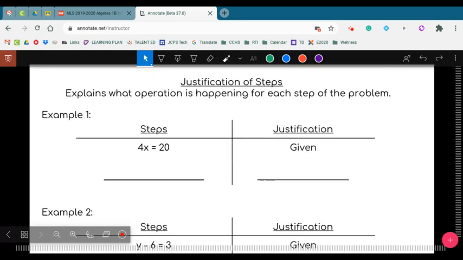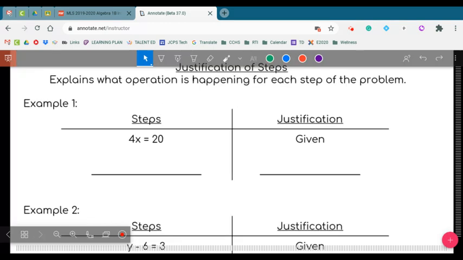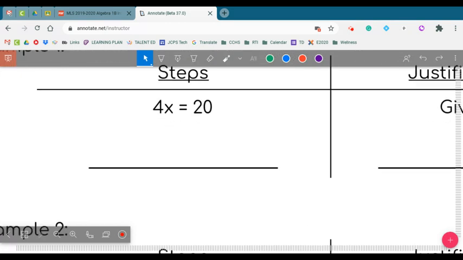Okay, so now every time we've gotten our variable by itself, we've explained what we've done. We've either divided, we've multiplied, we added, or subtracted. So whenever we're justifying our steps, we are explaining what operation we are doing. So on this first one, 4 and x are being held together by multiplication, so I have to do the opposite, which is dividing. So I'm going to divide both sides by 4. I'm going to get x equals 5.